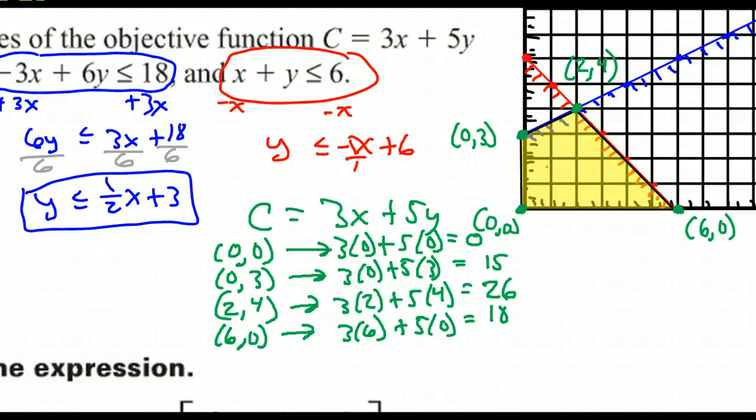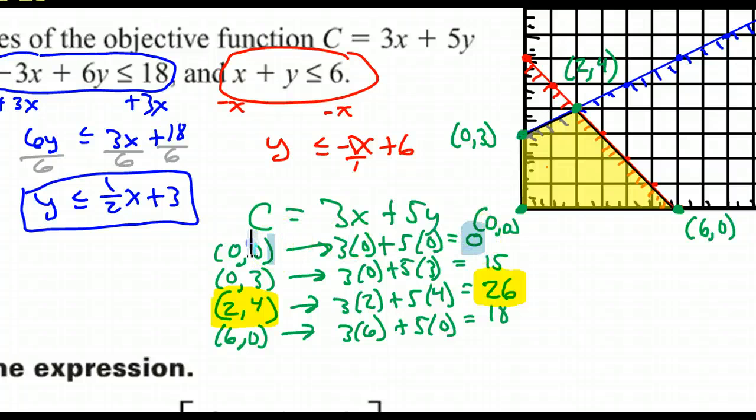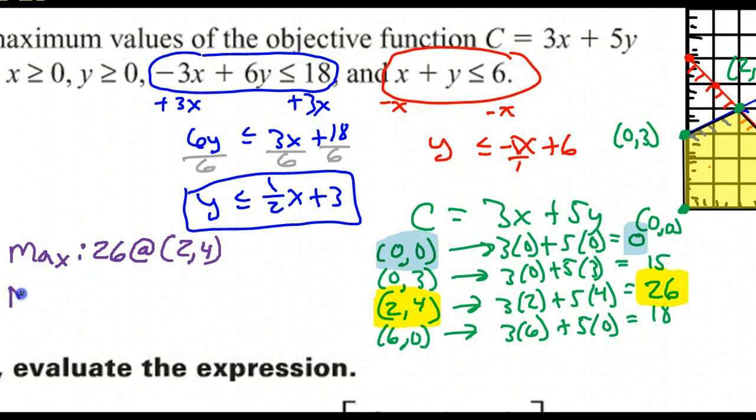Okay, so we're dealing with a maximum of 26, which is coming from 2, 4, and we're dealing with a minimum of 0, which of course is coming from 0, 0. So we just need to write that down. Okay, so we have a max of 26, which occurs at the point 2, 4, and we have a minimum of 0 from the point 0, 0.